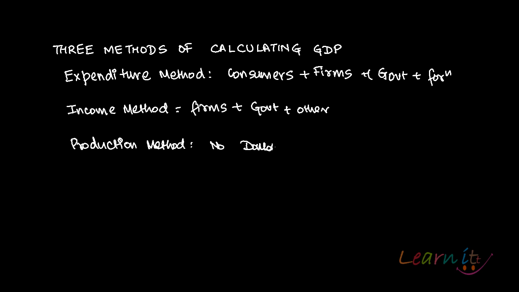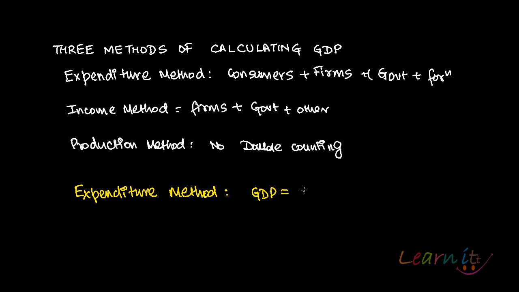One is your expenditure method. What do you do in expenditure? I've told you that there are consumers, firms, government, and there are foreigners who are spending on the goods and services which are produced in your economy. You add the expenditure which is made by all of them, and you club them together and you get your GDP. But you have to keep in mind one thing, that you can only add up expenditure on final goods and services. Fine.